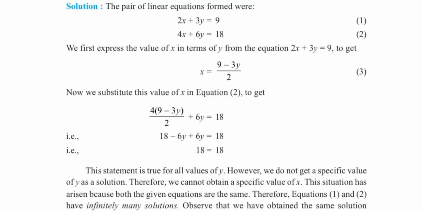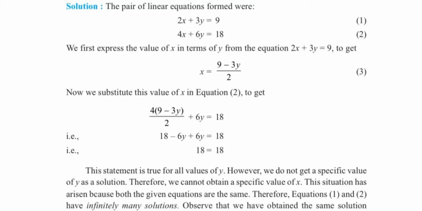Now we will solve these equations by substitution method. And students, you know, for the substitution method you have to obtain the value of one variable from any one of the equations. So here we will obtain the value of x from equation 1. So we will get x is equal to (9 minus 3y) by 2. Now the next step is to substitute this value of x in equation number 2. So we will get 4 into (9 minus 3y) by 2 plus 6y is equal to 18. So we will get 18 minus 6y plus 6y is equal to 18.